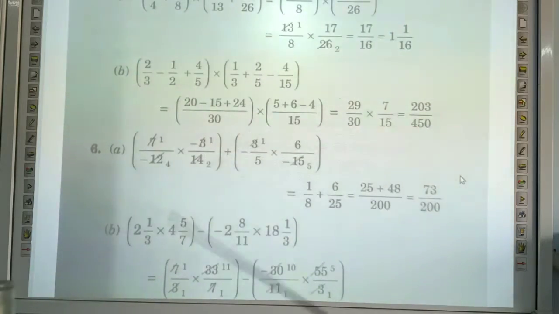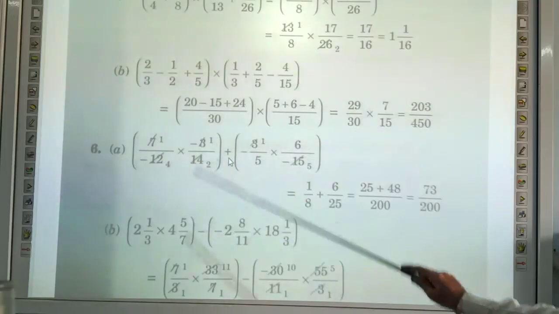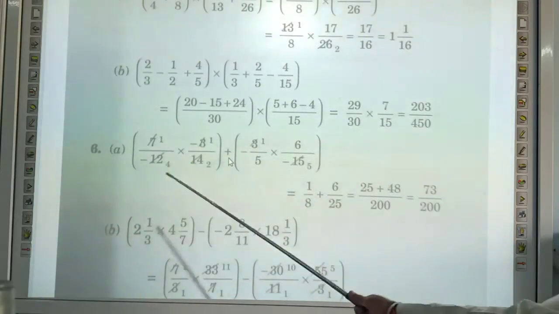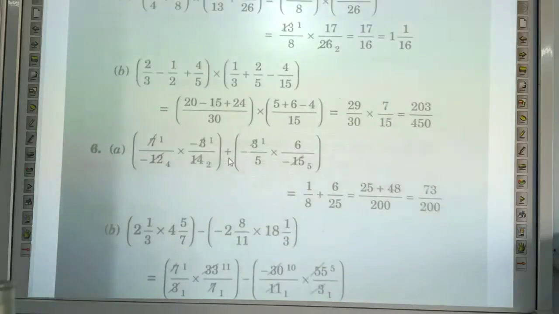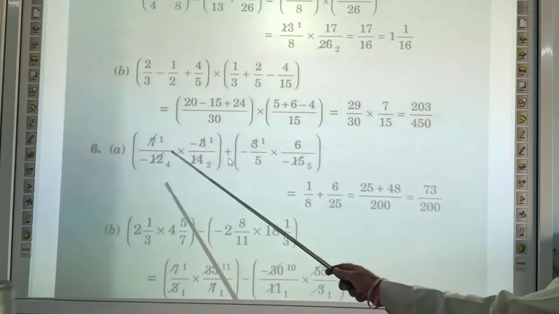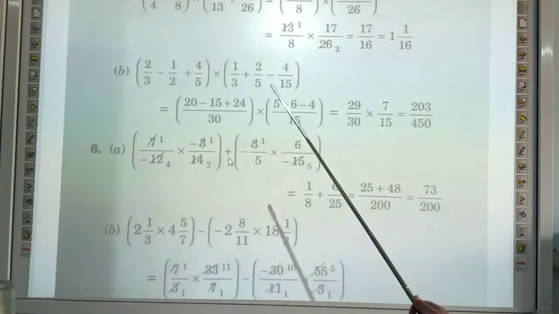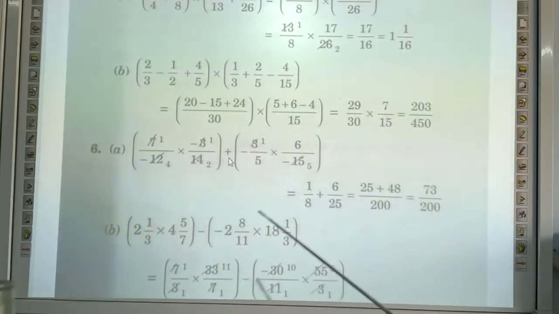In question 6, remember here we have a plus sign, meaning we have to add, and within the bracket we have a multiplication sign, so we have to multiply. During multiplication no need to take LCM, just cancel and multiply. 7 2s are 14 and 3 4s are 12, cancellation, and we have minus 1 upon minus 8, which on the minus sign will also get cancelled, we purely get 1 upon 8.